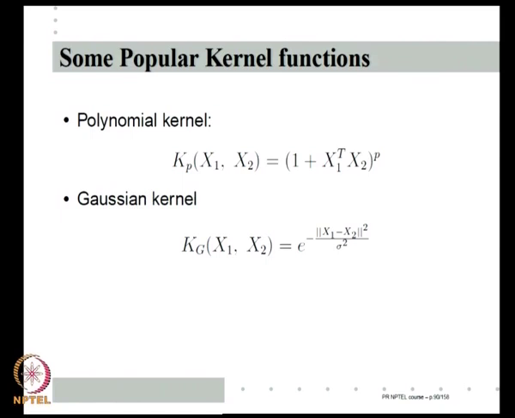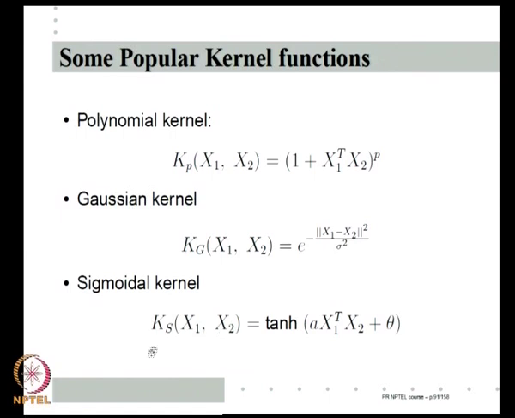Essentially, this can give rise to an effective phi whose range space is infinite dimensional, because, as we ultimately saw, it involves terms like (x1 transpose x2) to the power p, where p goes all the way up to infinity. Another interesting kernel is what is called a sigmoidal kernel.